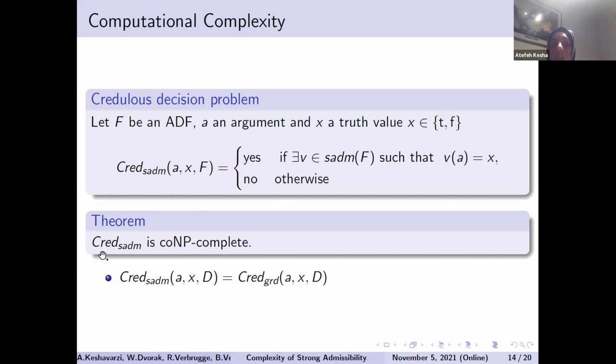We show that the computational complexity of this problem is co-NP complete for ADFs. And the reason is that, as I said, in any ADF, the grounded interpretation is the top strongly admissible interpretation. Therefore, answering the credulous decision problem under strongly admissible interpretations and under grounded semantics coincide, and we already know that this problem is co-NP complete for ADFs, then this problem is co-NP complete as well.